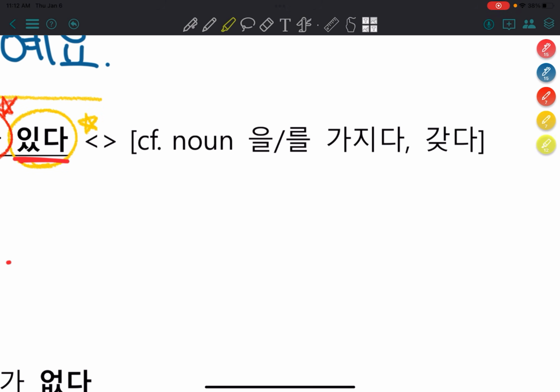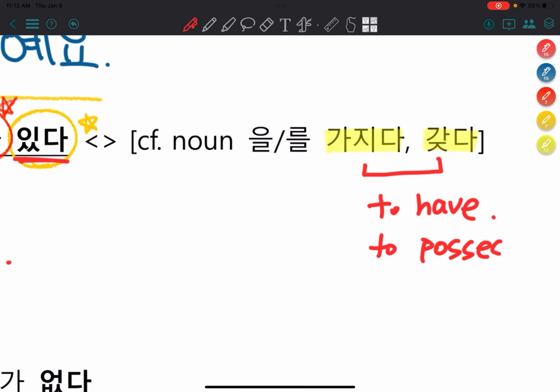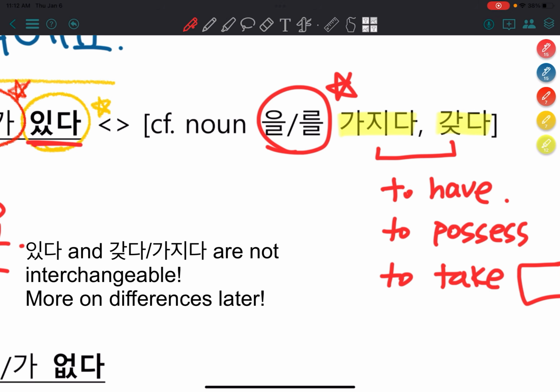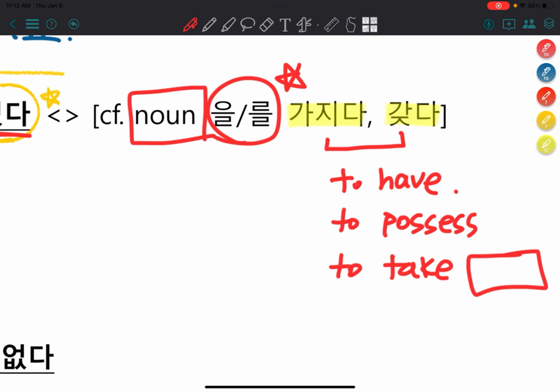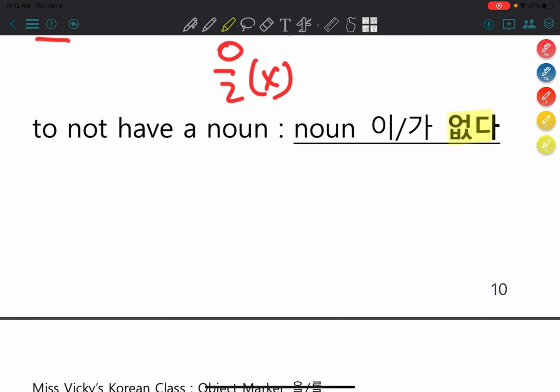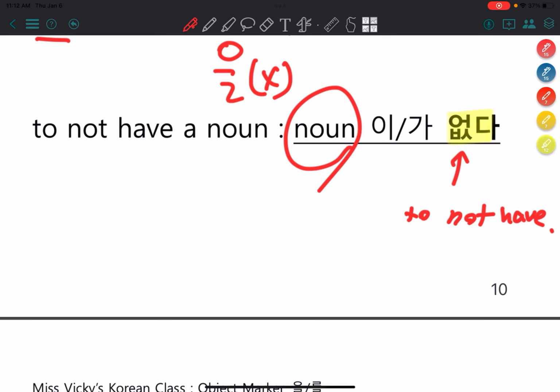However, when you're using verbs like 가지다, 갖다, which also means to have or to possess, or it can also mean to take a certain time, to make a certain time, you can mark it with 을. You can have a direct object, but not for the 있다 verb. And the same applies to the antonym of 있다, 없다. 없다 means to not have, and the same grammar rule applies. When you want to indicate you don't have something, that something has to be marked with 이/가 when it's followed by 없다.